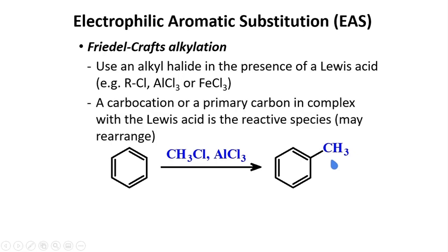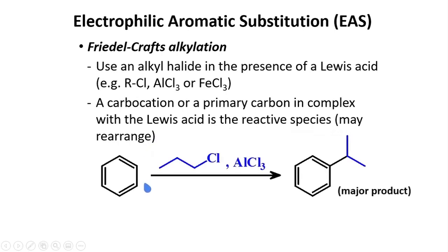Now the reactive species here is methyl chloride in complex with the Lewis acid. As I mentioned before, methyl carbocations and primary carbocations are difficult to form, and so partial positive carbons are much more likely and act as an electrophile to give you the alkylbenzene. One thing you should consider in this case is that a carbocation may be formed, and if a carbocation is formed, then rearrangement is possible.